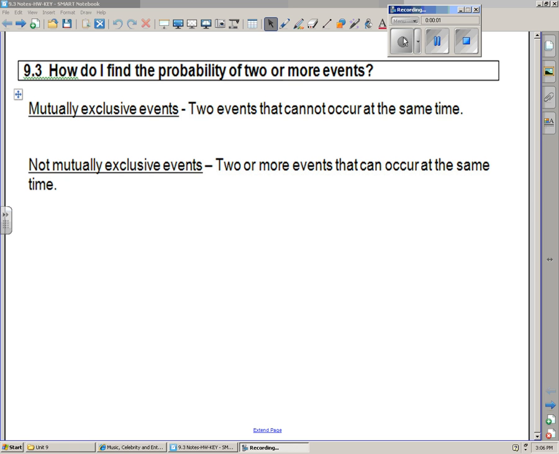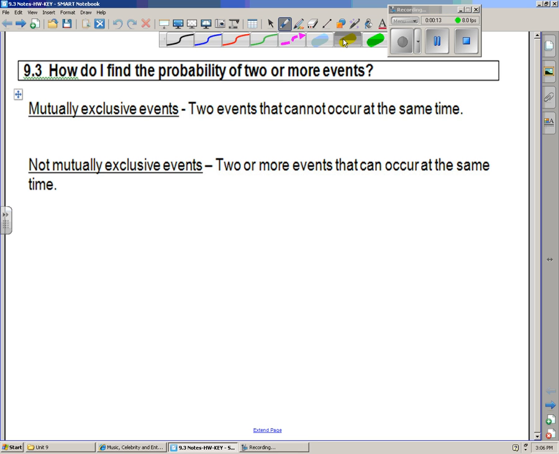Okay, so for this lesson, we are going to talk about finding the probability of two or more events. And events can happen as mutually exclusive events or not mutually exclusive. So something that is mutually exclusive would be two events that cannot occur at the same time.